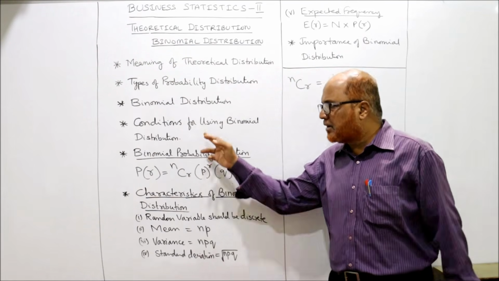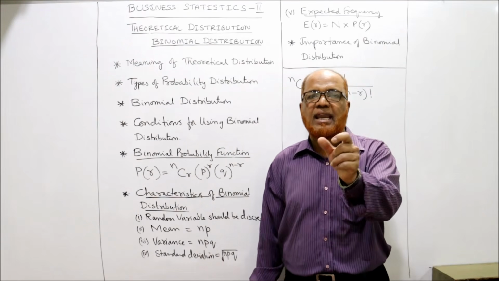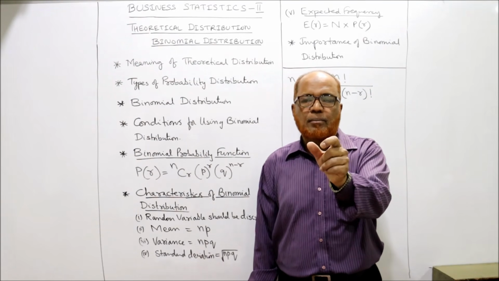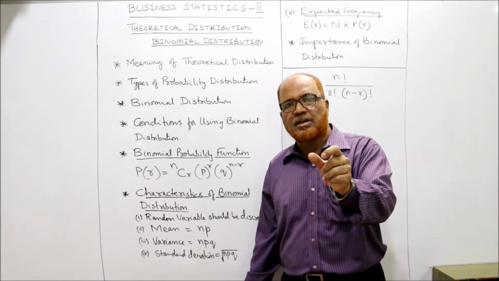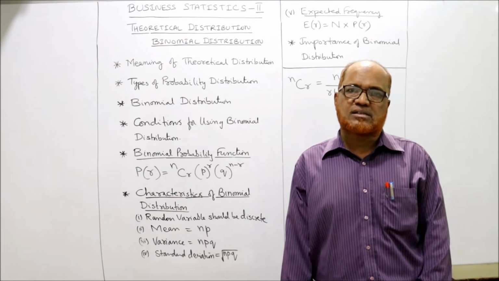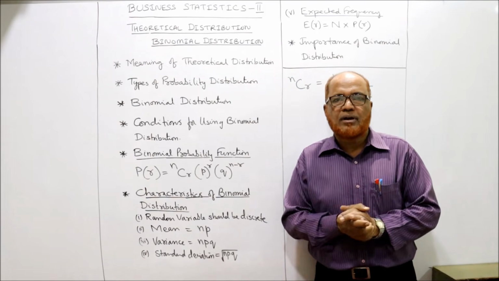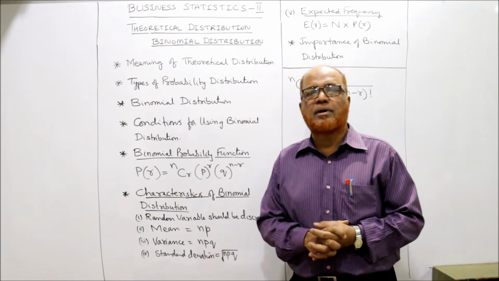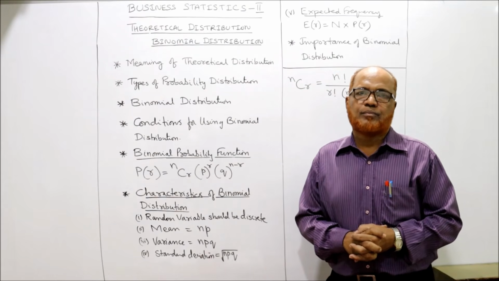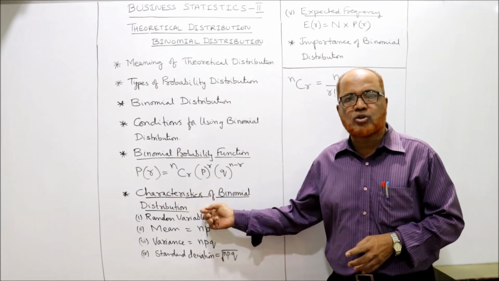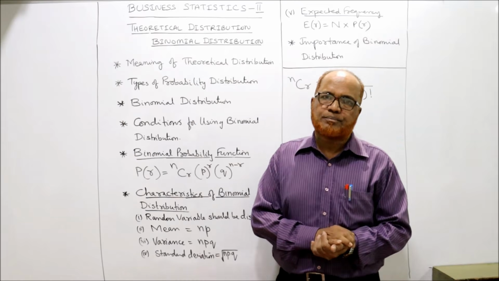The main parameters of binomial distribution are N and P. N means number of times the experiment is repeated. P stands for probability of success. So if you have these two parameters, N and P, definitely you can find out the probability of any value. The probability of any value we can find out according to binomial distribution law.